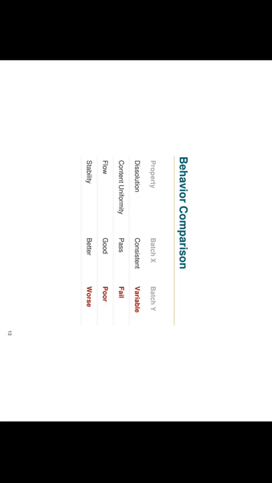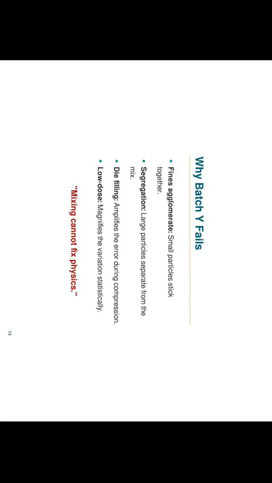Let's understand the physics. During blending, fine particles stick together and form agglomerates. Large particles sink due to gravity. During die filling, fines stick to the hopper wall. Large particles drop unevenly into the dies. Now combine this with a low dose. When the API is only 4% of the tablet, even one extra large particle can shift the dose. This is why content uniformity fails. Not because of poor mixing, but because physics always wins. You cannot mix away gravity.